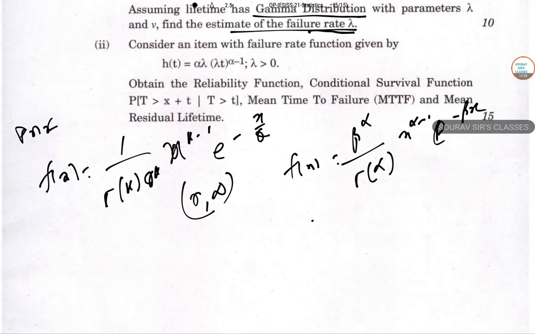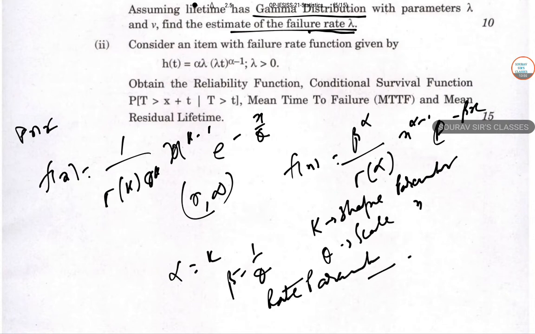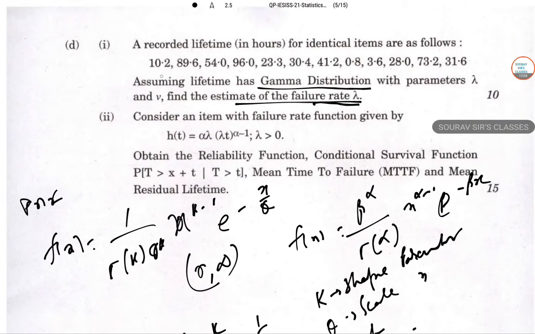And remember that here k is the shape parameter, and theta is the scale parameter. With the shape parameter alpha equal to k, and the inverse of the scale parameter is beta equal to 1 by theta. So this is also called the rate parameter. Okay, so in this way very easily, pretty directly you can put these values over here. How many values? 1 2 3 4 5 6 7 8 9 10, so 12 cases, so that you can do.